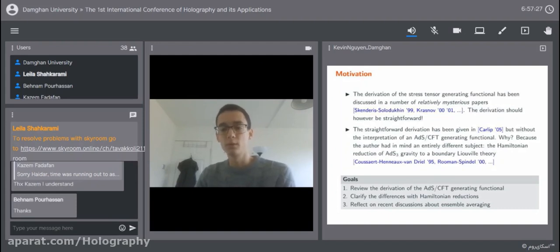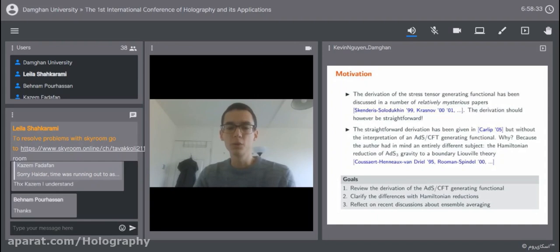There is, however, one paper where this computation essentially has been done. It's in a little-known paper by Steve Carlip in 2005. But the author does not give the interpretation of an AdS-CFT generating functional. It does not mention correlation functions of the stress tensor. The reason is that Carlip has a completely different subject in mind, which is the Hamiltonian reduction of AdS3 gravity to a boundary Liouville theory, as was derived some years before by Coussaert and Henneaux. This was very confusing to him because he does this computation, he wants to compare it with the result of Coussaert and Henneaux, and he finds that it doesn't agree. There are some differences between the two computations.